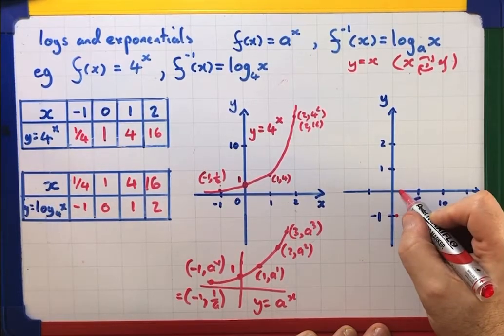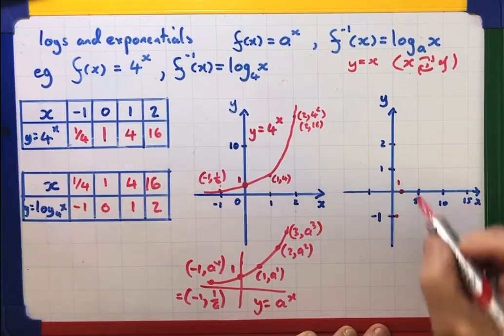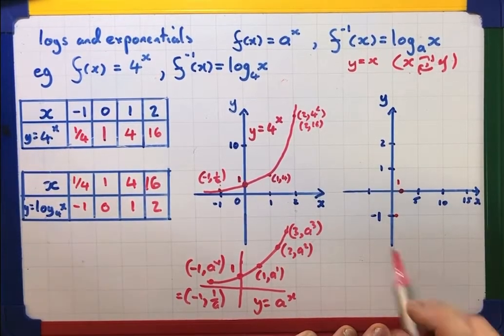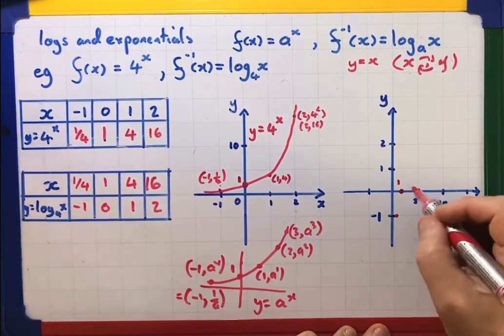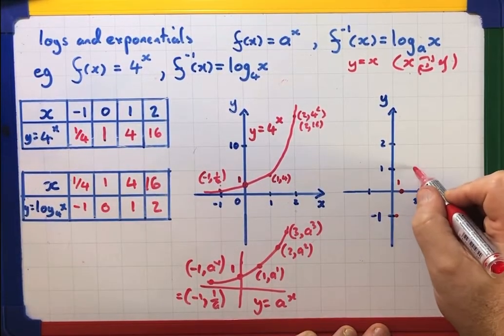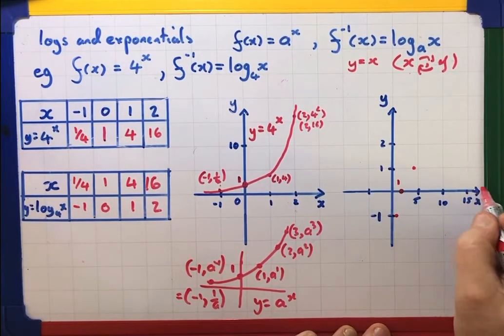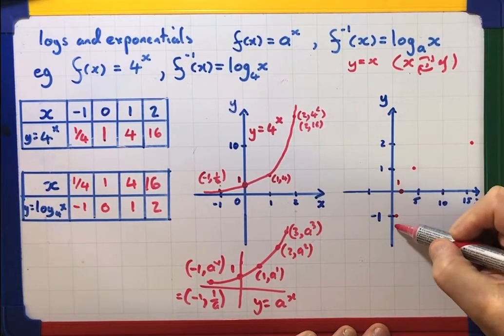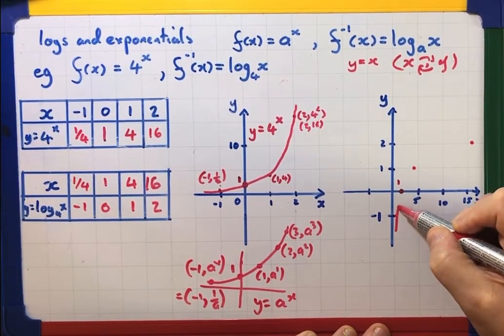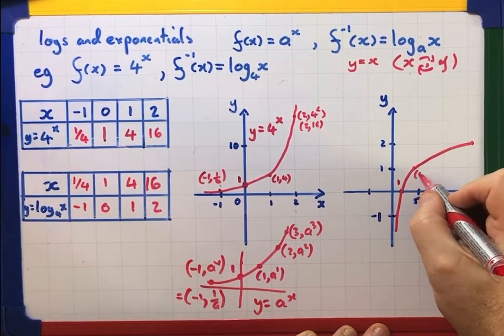It goes through, instead of going through 1 on the y-axis, it will always go through 1 on the x-axis. And then you see it's gone through 4, 1 instead of 1, 4. So 4, 1 would be there. Then we're going through 16, 2. 16's there, 16, 2's about there. So it would look something like that. It's gone through 4, 1.